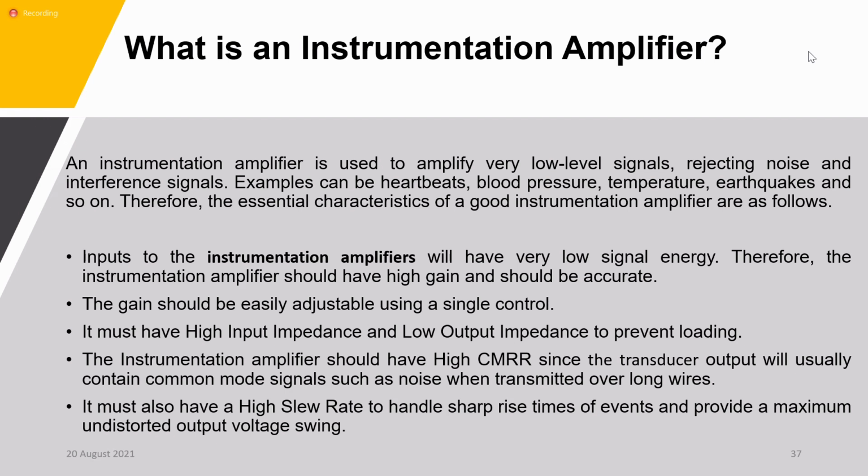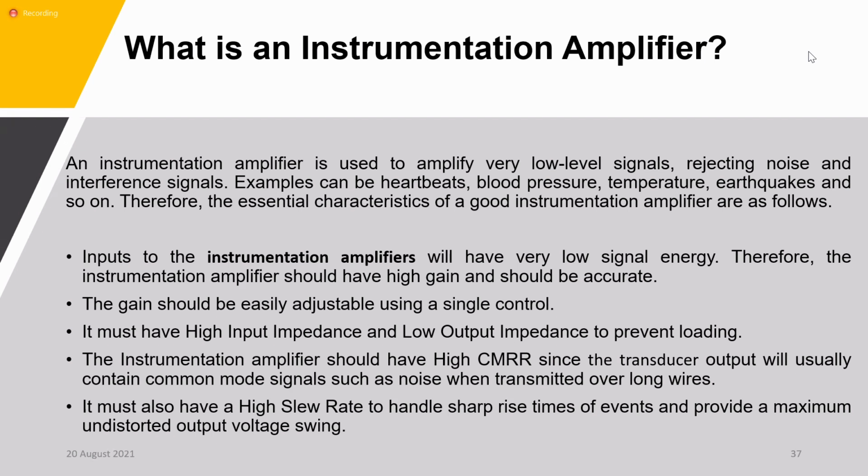Inputs to the instrumentation amplifier will have very low signal energy. Therefore, the instrumentation amplifier should have high gain and should be accurate. The gain should be easily adjustable using a single control. It must have high input impedance and a low output impedance to prevent loading. The instrumentation amplifier should have high CMRR, since the transducer output will usually contain common mode signals such as noise when transmitted over long wires.